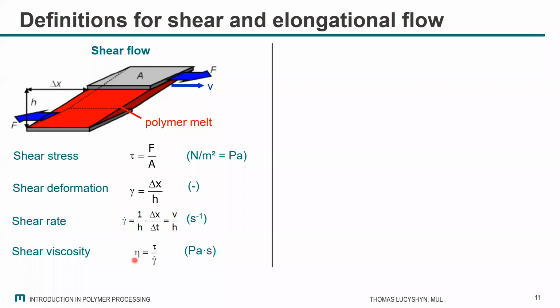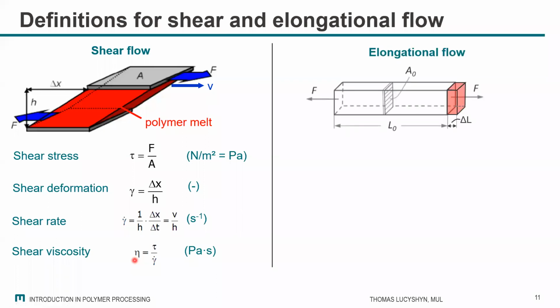A similar thing we can do for elongational flow. Now we have a different situation. Now the force is acting perpendicular to the surface and stretching the material, so not deforming the material sideways, but in the length direction, if you want. We have an initial length L0 and then a deformation of delta L, so an elongation, and then a cross-section A0 again, and the force acting onto this material.